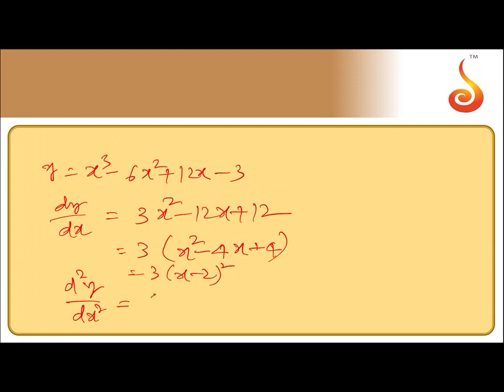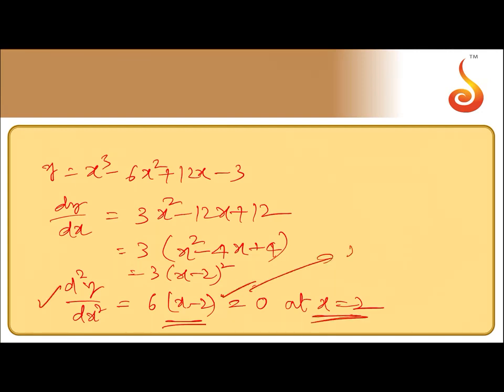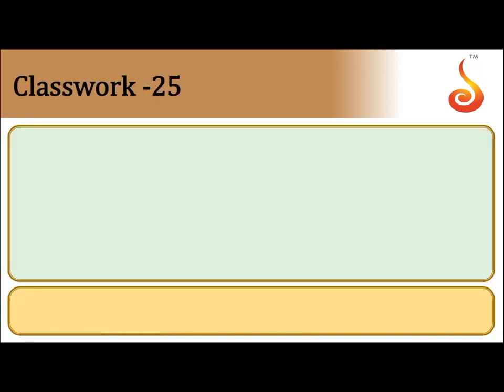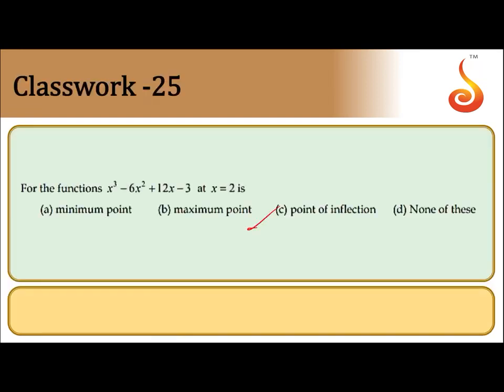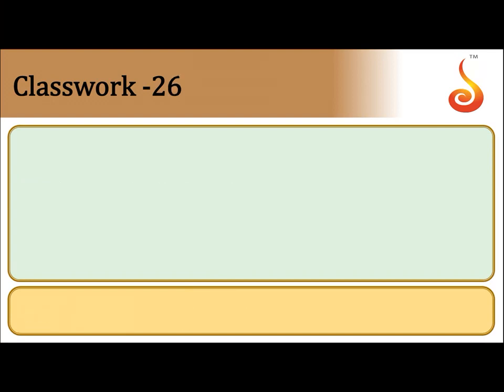And the second order derivative, when you take it here, is 6 times x minus 2, and it will be 0 at x equals 2. You can say that it doesn't attain either a minimum or a maximum, and as the second order derivative is 0 at x equals 2, I say x equals 2 is a point of inflection. So the answer is a point of inflection.